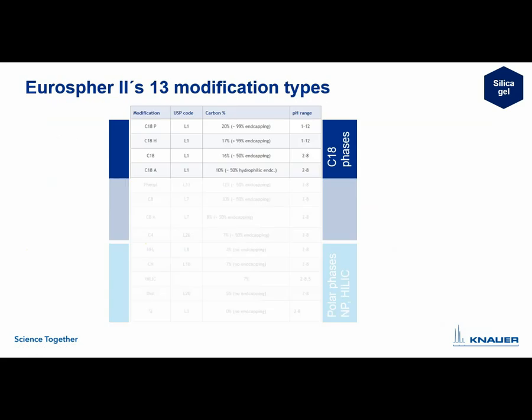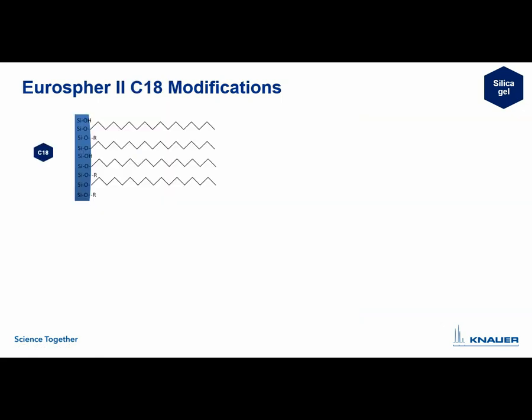Yeah, but coming back to our Eurosphere 13 modification types, you still see we have 4 different C18 modifications. And I just told you about C18 columns. So what is the difference here? And why do we offer these different types of C18 columns? So this is our classical C18 mode. Here we have exactly what I told you before: the silica gel particle, C18 chains on it, and one end capping step to cover some of the silanol groups.